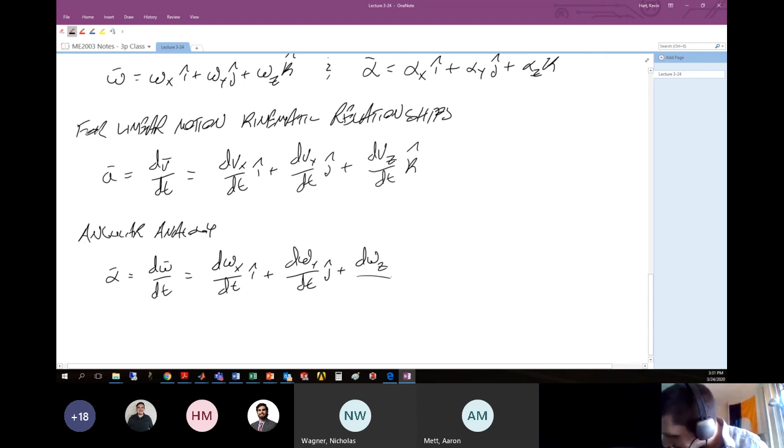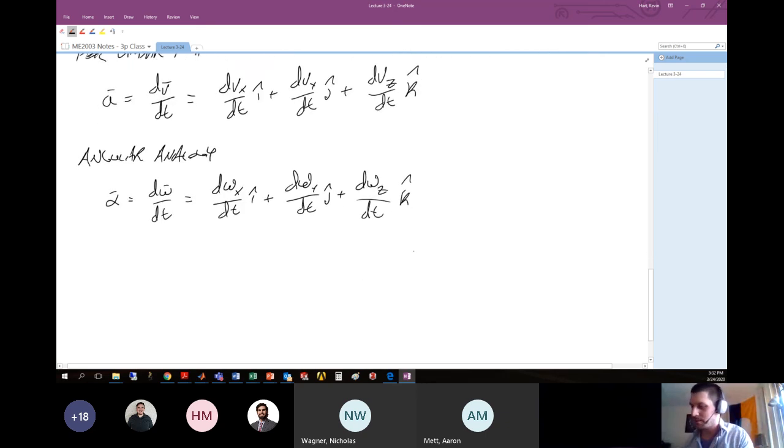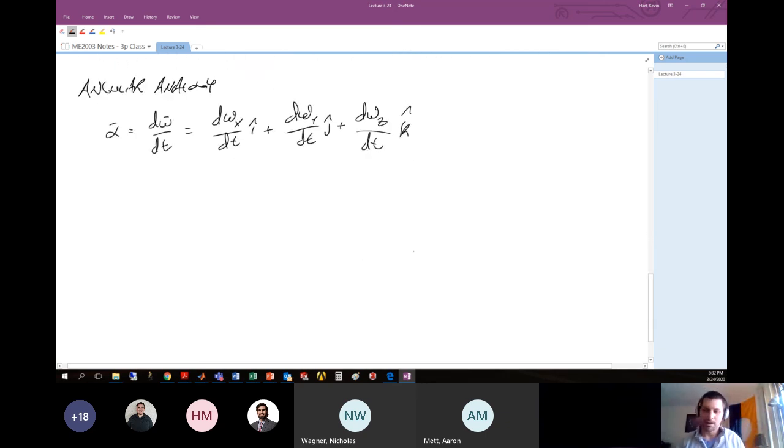All right. d omega z/dt k hat. So this is writing angular acceleration in terms of the derivatives of the individual components of the angular velocity. All right. So that's your angular analogy. You also have relationships between linear position and linear velocity. So you might have another linear analogy.